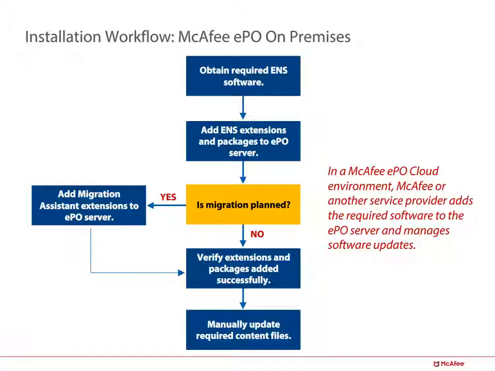But after that, verify you have the correct extensions and you have the packages added. And then make sure that you have all of your content files updated, because after this extension is added, the EPO server should do another pull task from the source repository, because now it's going to download the AM core content that has to do with the ENS product.